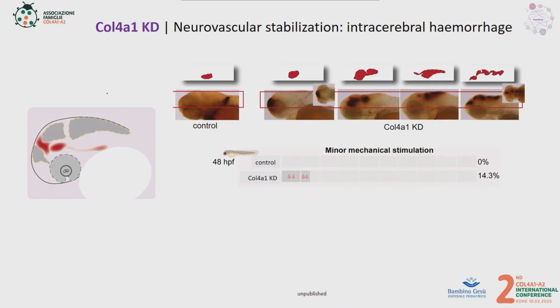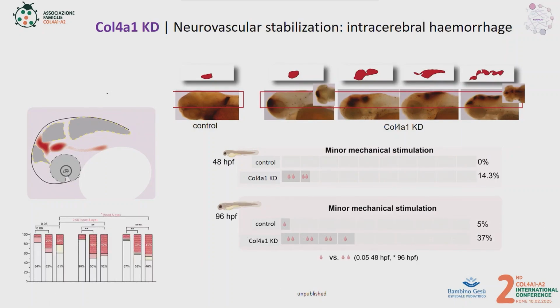And here is just a comparison stage-wise, but depending on the extension of the hemorrhage, because I told you, of course, if we push the system with the mechanical stimulation, the spontaneous controls will also have some hemorrhage, but this in extent is very limited as compared to our mutant. So this is also well quantified here, and I think we are ready for the mutants then.